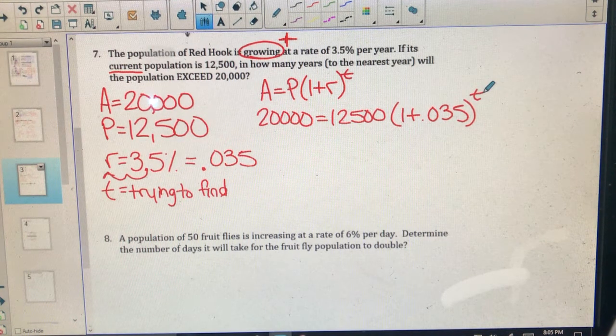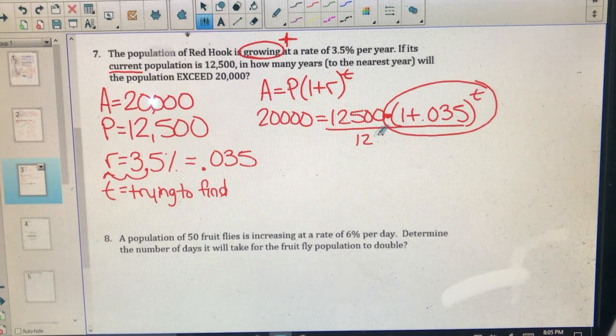Now, like we said in class, you can't take the log of both sides until what's being raised to the variable is by itself. What's being raised to the variable here is this piece that I just circled. That 12,500 is not being raised because it's not in the parentheses. So I can't take the log of both sides until that 12,500 is gone. And right now it's being multiplied. So to get rid of it, I'm going to divide both sides by 12,500. Those will cancel.